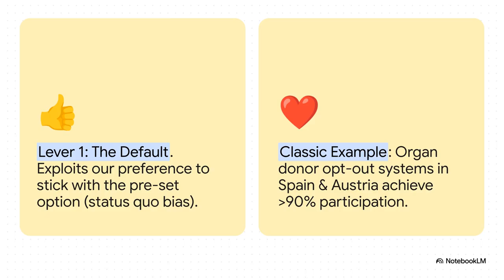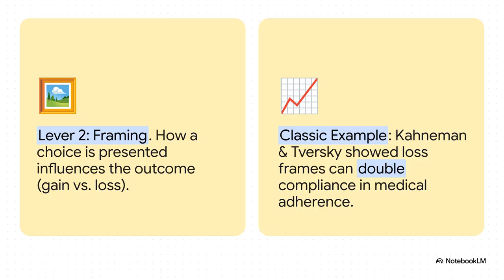The classic example, organ donation. In countries where you have to actively opt out of being a donor, the participation rates just explode. They skyrocket to over 90%. All they did was change the default from no to yes, and it completely changed human behavior on a massive scale.